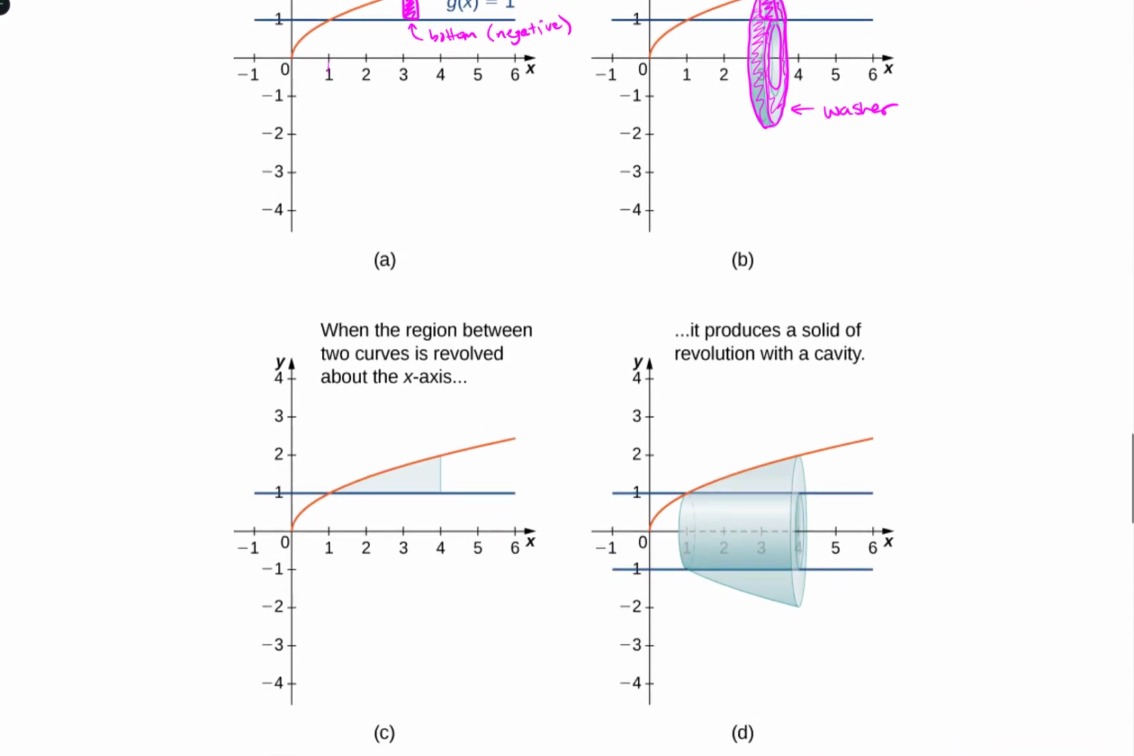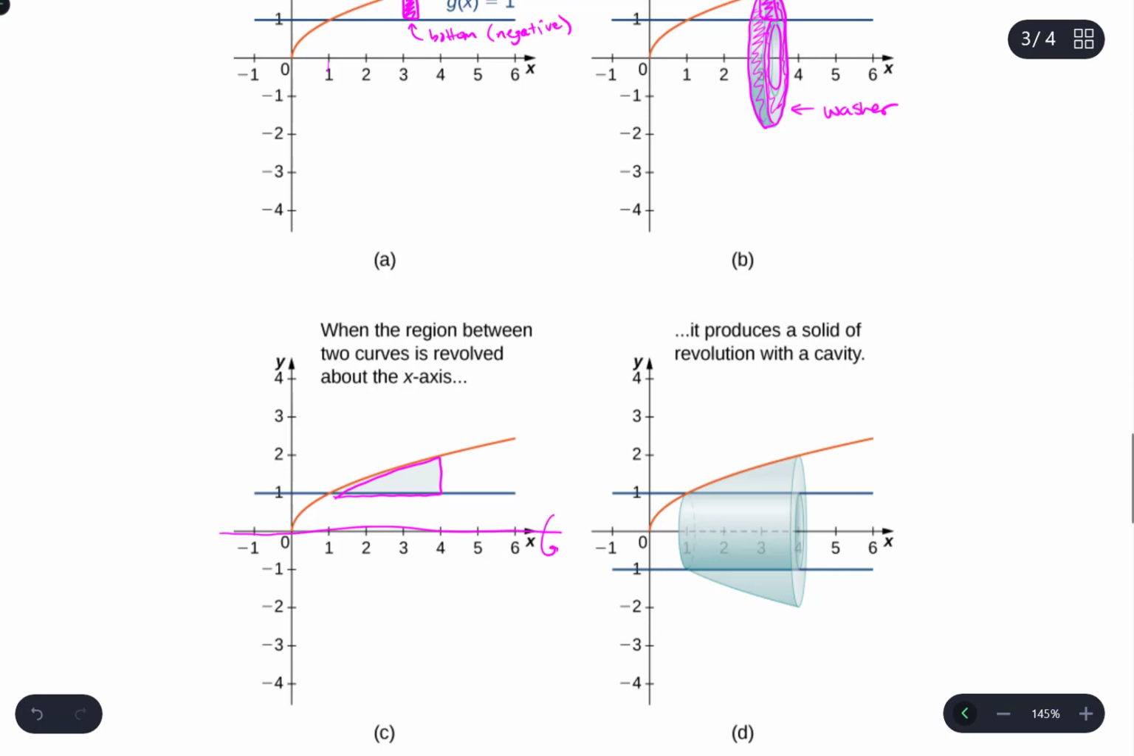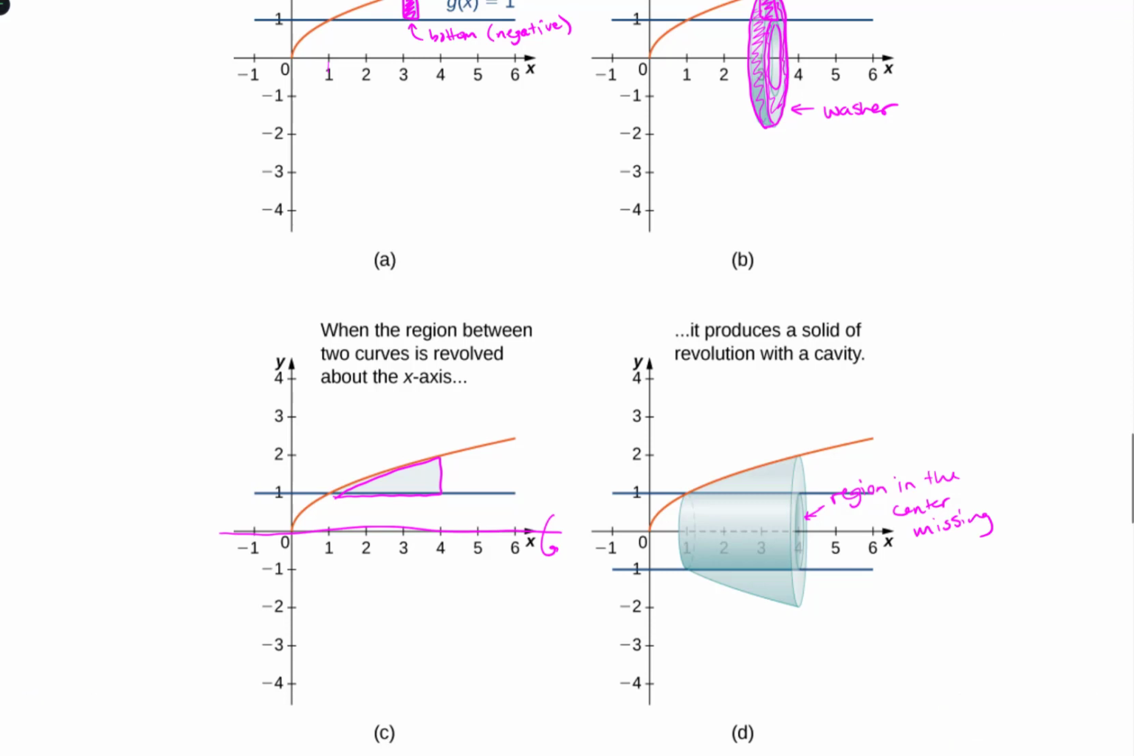Then, when you take the region completely between two curves, so you take the entire region now, and you rotate that around your axis, and in this case we are rotating around the x-axis here, then what happens is you get this solid region, but with a hole missing in the middle. So there is a region in the center that is missing. So that's how we get the volume of an object like this. So let's take a look at how we actually work through one of these problems.